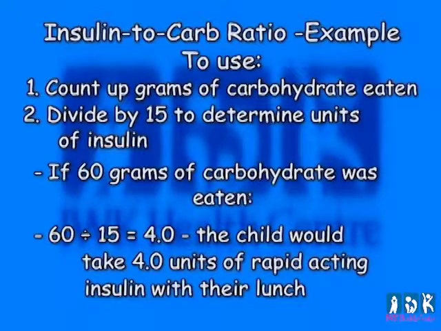They would then divide the total grams of carbohydrate eaten at lunch by their unique insulin to carb ratio. In this example it is 15. Suppose the child plans to eat or just ate 60 grams of carbohydrate at lunch. To dose their insulin, they would divide 60 by their insulin to carb ratio of 15 for a result of 4. This child would need 4 units of rapid-acting insulin to cover the 60 grams of carbohydrate eaten at lunch.